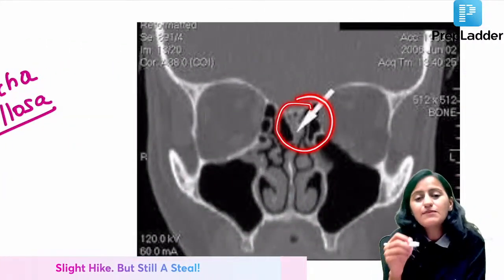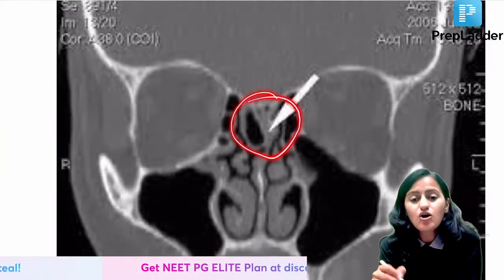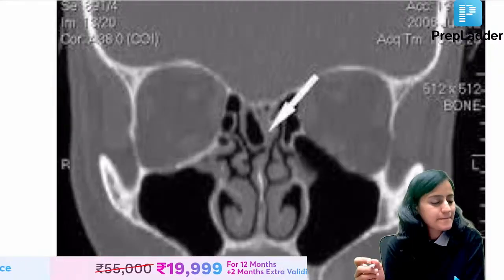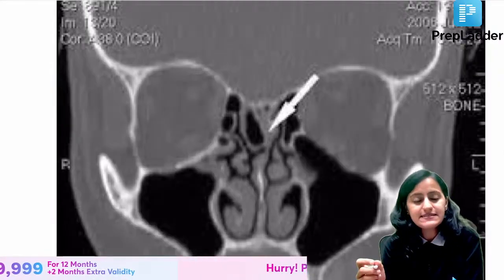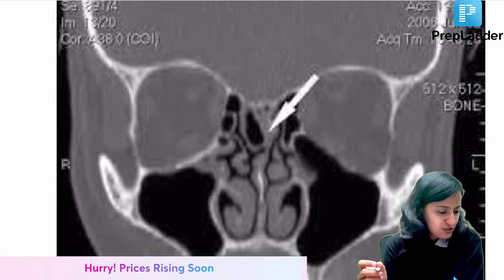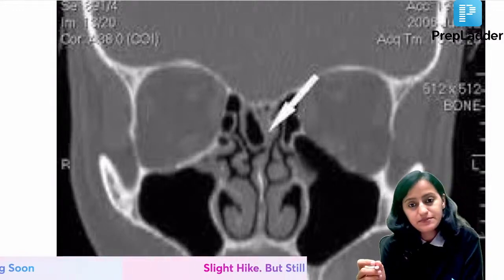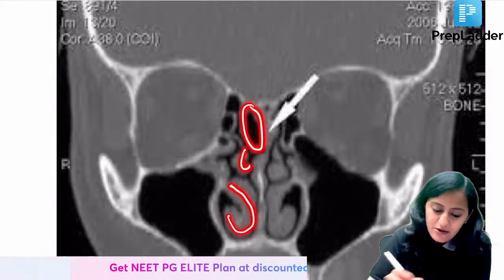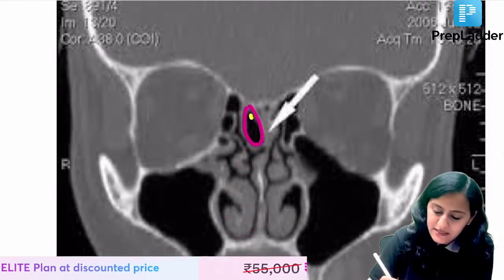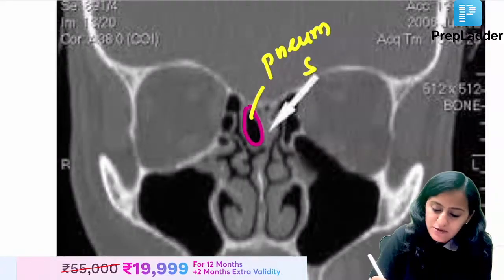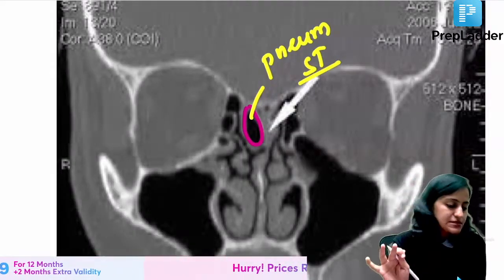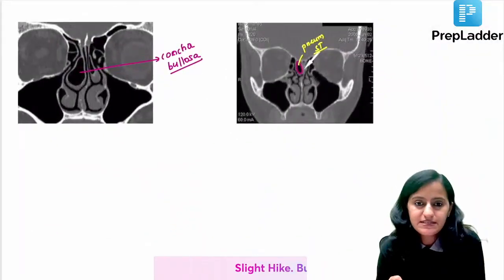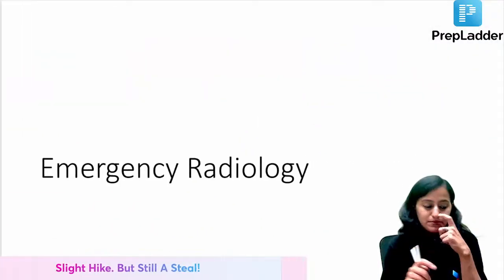Are you seeing concha bullosa here? Is this a concha bullosa? Yes or no? This is your INICET exam question. No. Why? Very good, Khushi. This is superior turbinate. This is the inferior turbinate, this is the middle turbinate, and which turbinate is this? This is the superior turbinate. So this is a pneumatized superior turbinate, not a pneumatized middle turbinate. Okay, don't make a mistake here. This is pneumatization of the superior turbinate. Clear with everyone? So that was about the radio anatomy, guys.